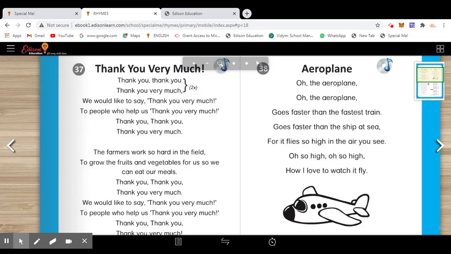Is it clear to you? Good. And while reciting the rhyme, you have to do actions as well. Okay, students? So now let's recite the rhyme.